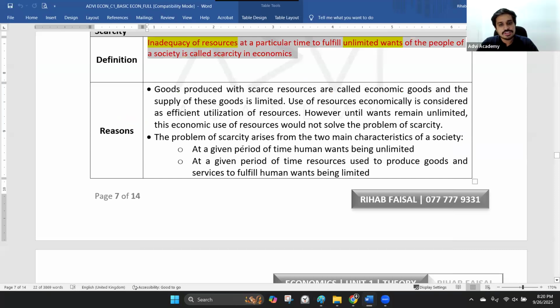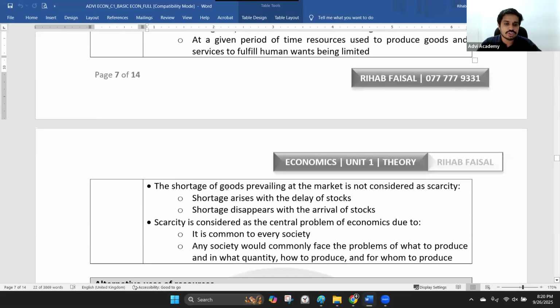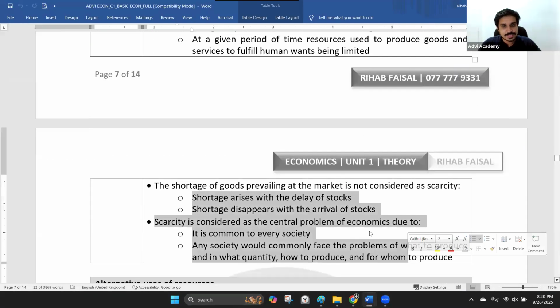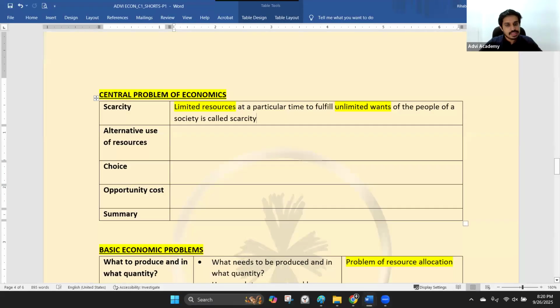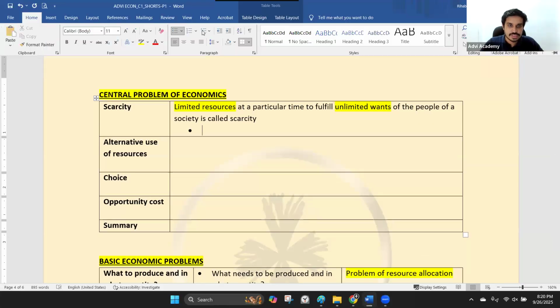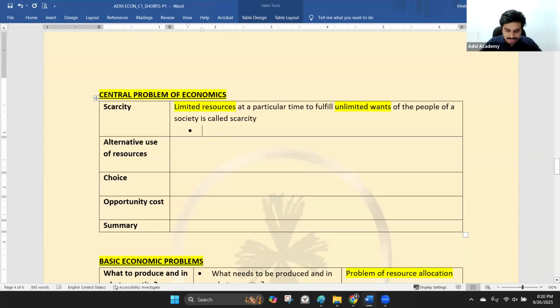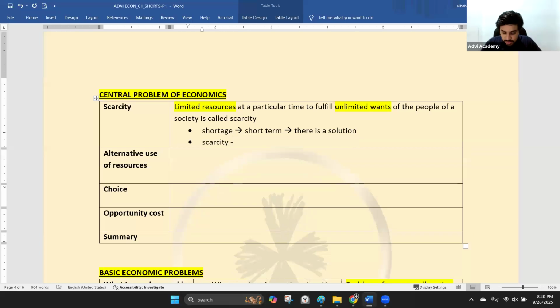Okay. The other thing you need to understand is that there are two things: something called shortage, and something called scarcity. So, the difference between shortage and scarcity. Shortage means short term. There is a solution for shortage. For example, all of a sudden, let's say there's not enough petrol because of some war that has broken out, right? Shortage of stock. That is short term. As soon as the petrol comes, there will be a solution. Shortage is short term, there is a solution. Whereas scarcity is a long-term problem that we have and it does not have a solution.